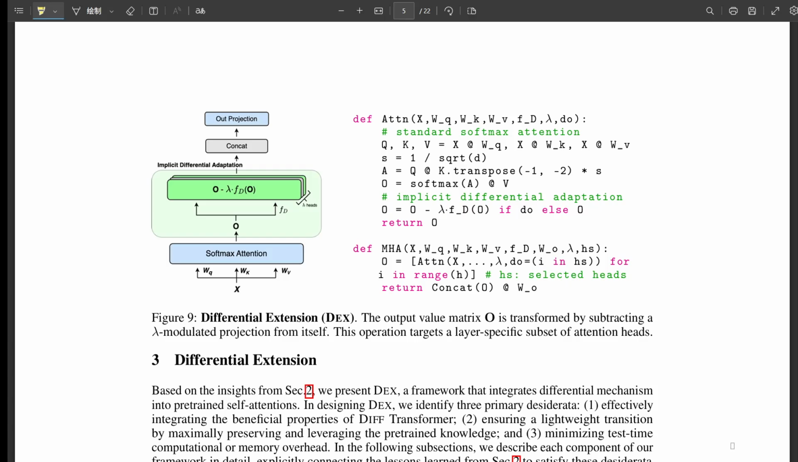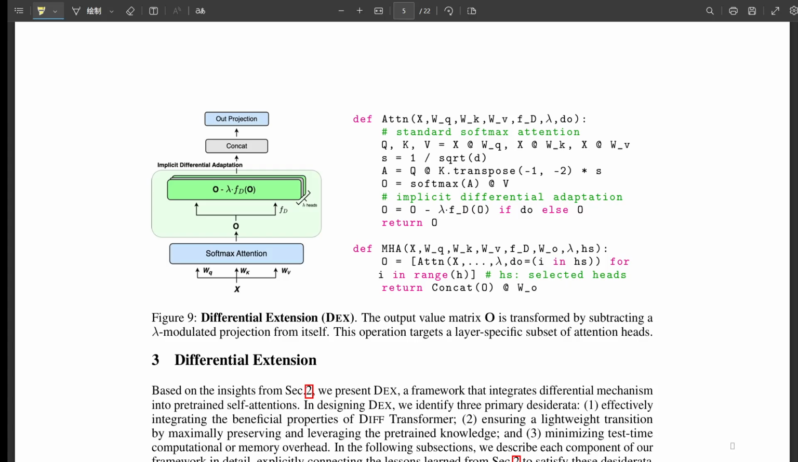The key idea is what they term implicit differential adaptation. Implicit adaptation. Yeah. They recognize you can't easily just split or duplicate the query key projections in a pre-trained model to create those dual pathways like in the original diff. Doing that would likely just break the model's carefully learned representations, or it would add a huge computational cost, or both. The existing weights are already finely tuned for that standard single QK setup. You can't just mess with that core part.